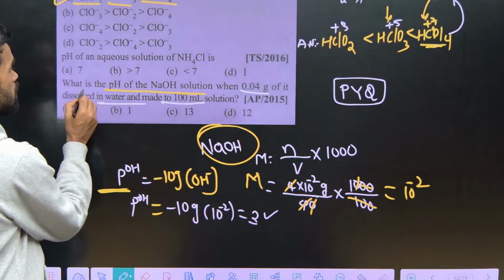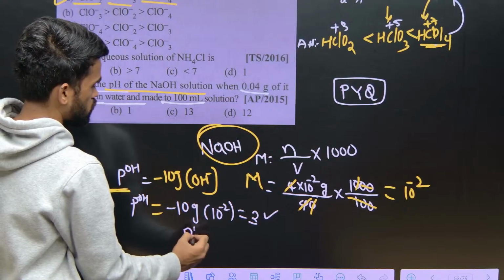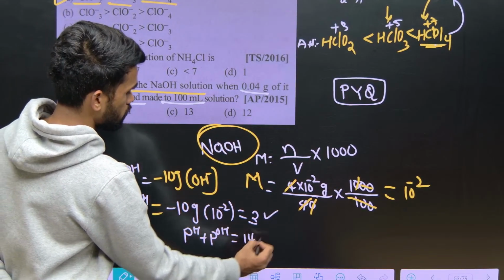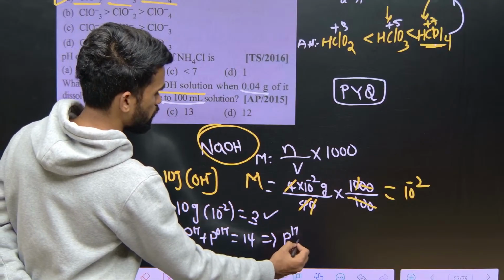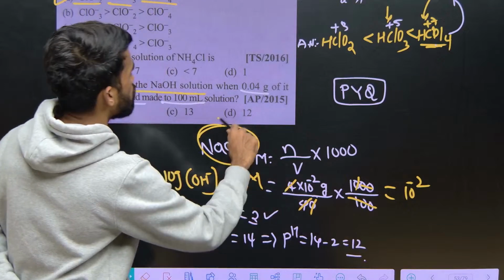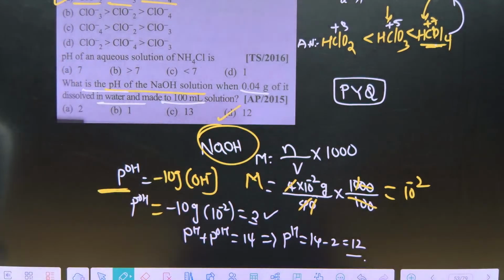But they are asking pH. So pH plus pOH equals 14. From this, pH will be 14 minus 2, it is 12. So option D, 12, will be the perfect answer for the question.